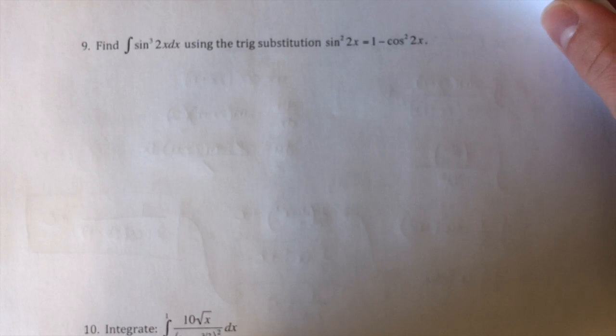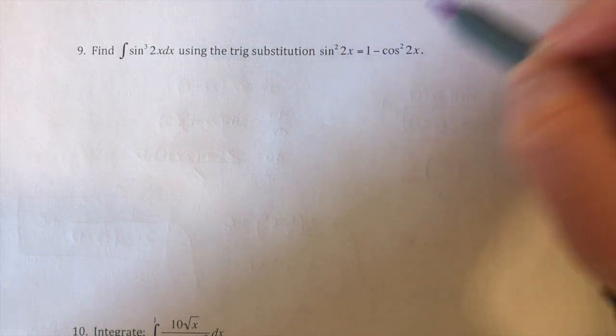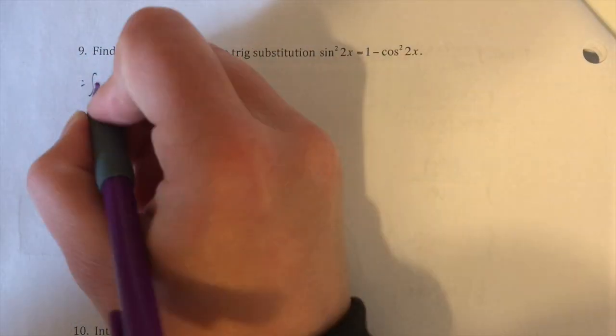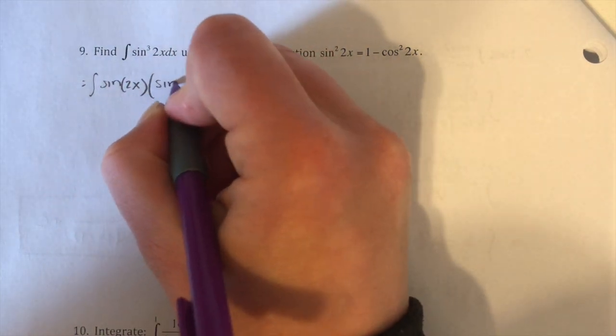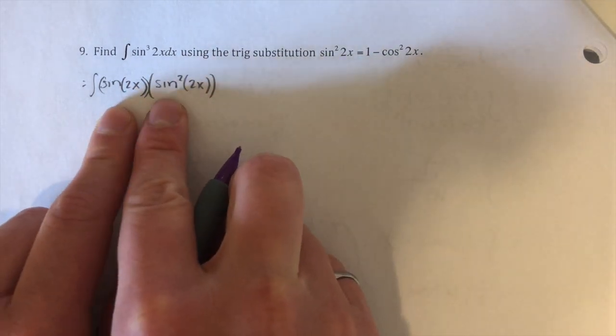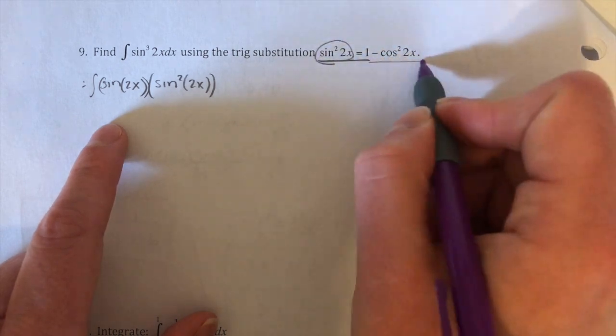Okay, we're going to do one more of those with both types of substitution. So if we have sine cubed of 2x dx, we're going to use this trig substitution first. Okay, so if we have sine cubed of something, that's the same as sine of 2x times sine squared of 2x, right? Because the something times something squared is that something cubed.